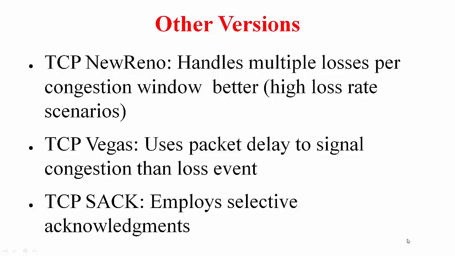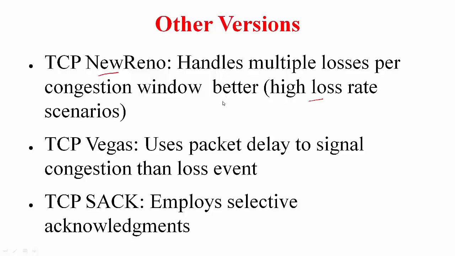As we have seen, TCP Reno doesn't do very well when there are multiple losses per congestion window. It does great if there is a single loss per window. But when there are more, it kind of stalls. That is, it doesn't work for high loss rate scenarios. So to compensate for that, there is a new version of Reno called TCP New Reno. So in high loss rate scenarios, this can handle multiple losses per congestion window better.